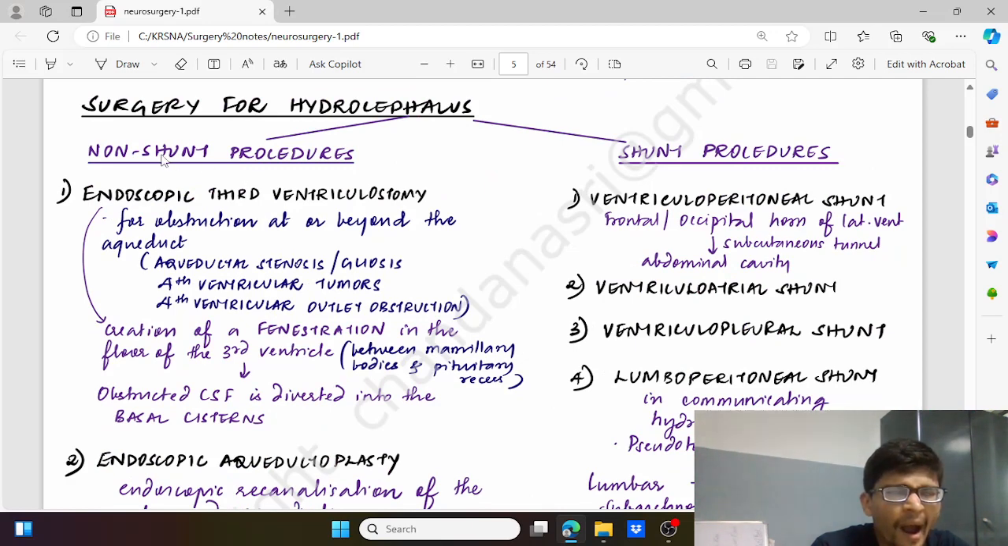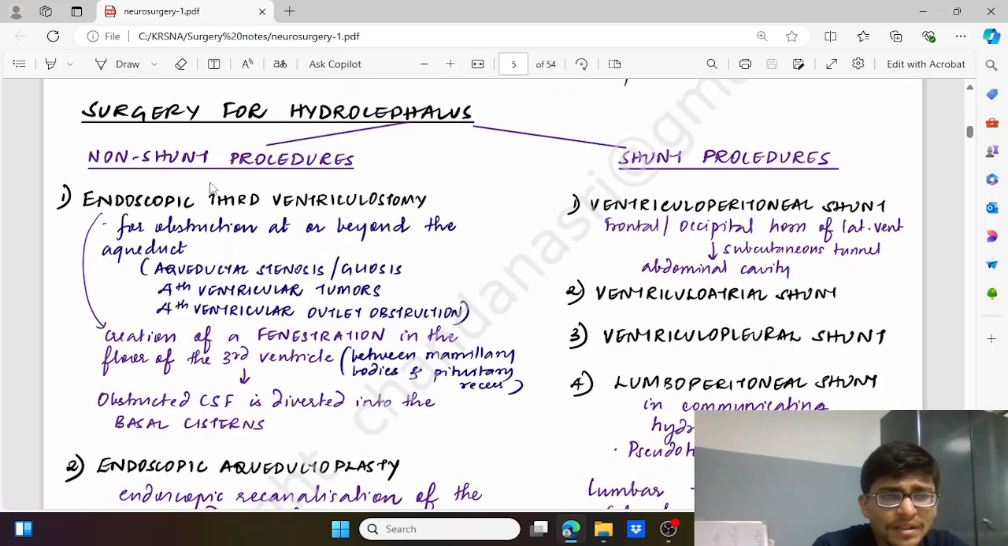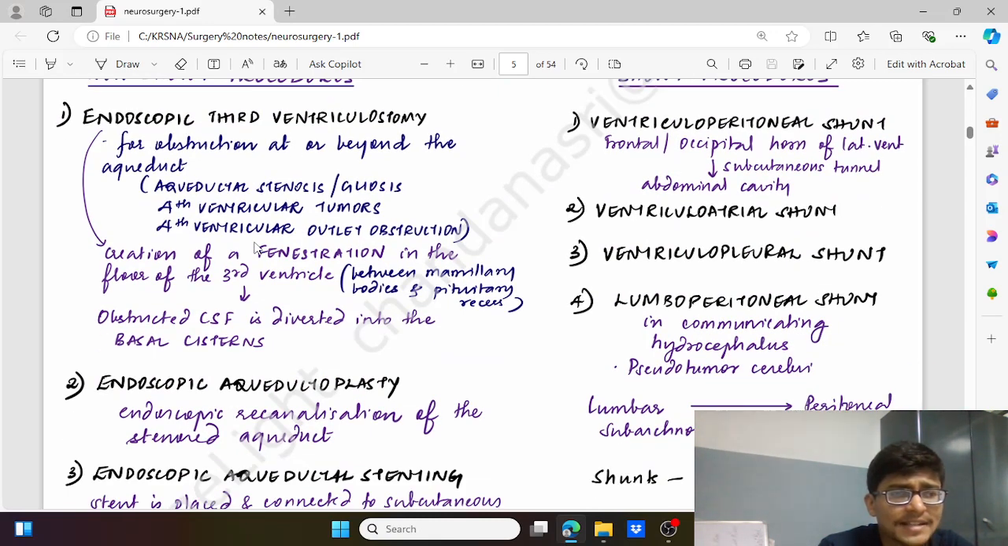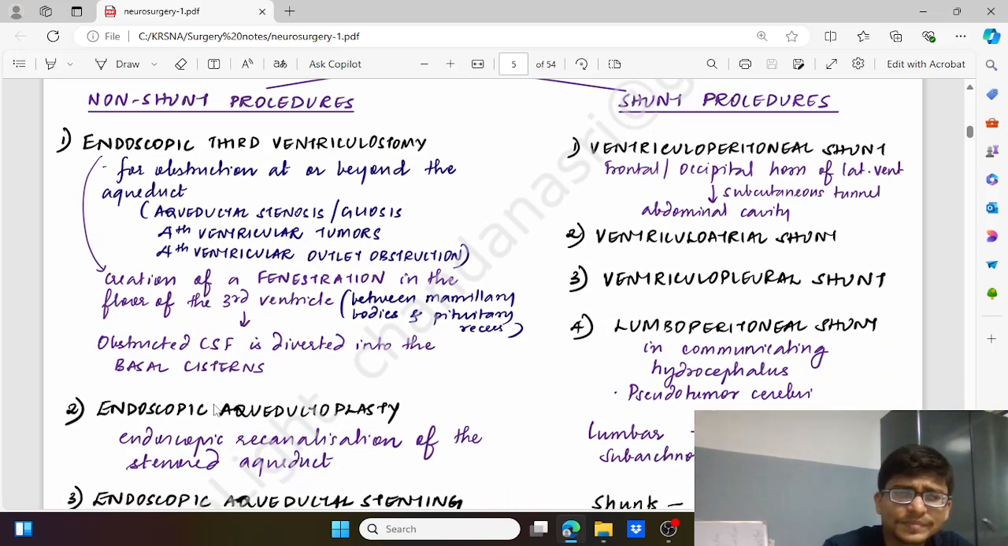Surgery could be shunt surgery or non-shunt surgery. For non-shunt surgeries, we have endoscopic third ventriculostomy when there is obstruction at or beyond the aqueduct, as seen in aqueductal stenosis, gliosis, tumors or fourth ventricular obstruction. Here we create a fenestration in the floor of the third ventricle between the mammillary bodies and the pituitary recess, resulting in obstructed CSF being diverted to the basal cisterns. So it will be helpful for obstructive hydrocephalus.